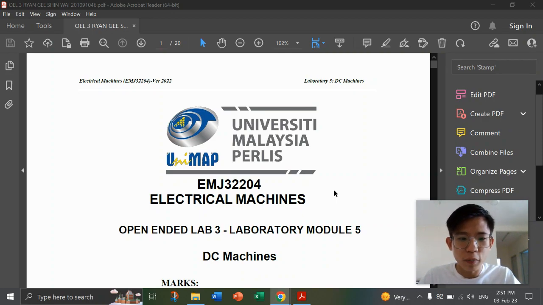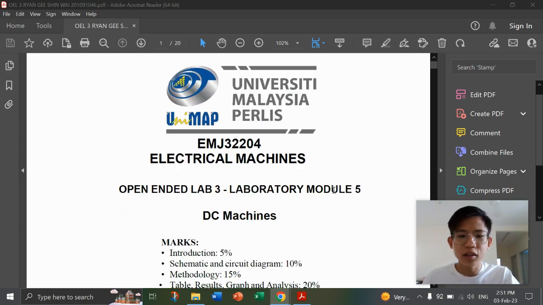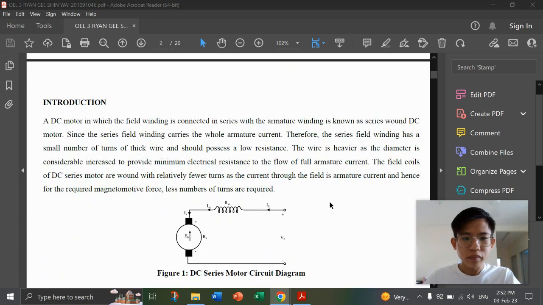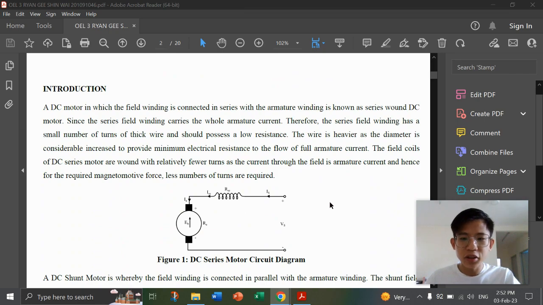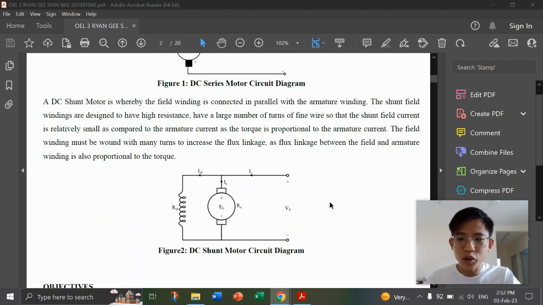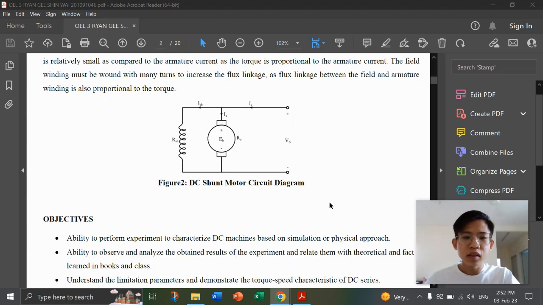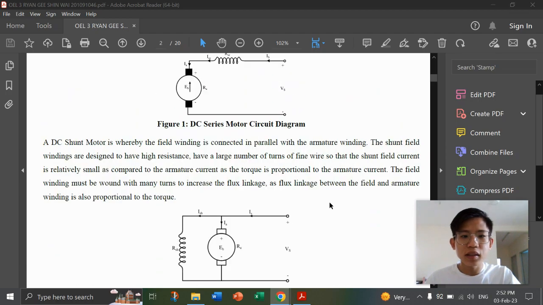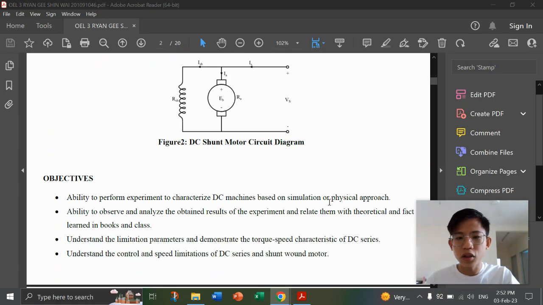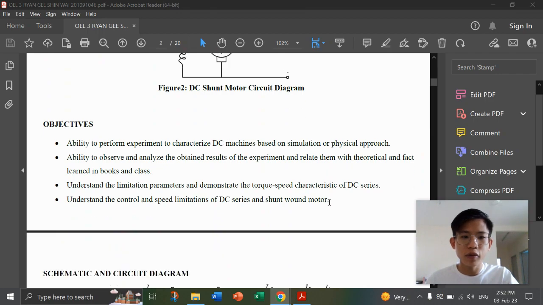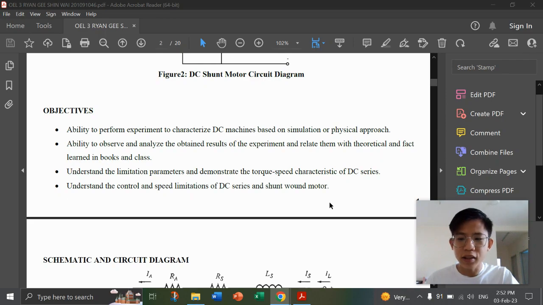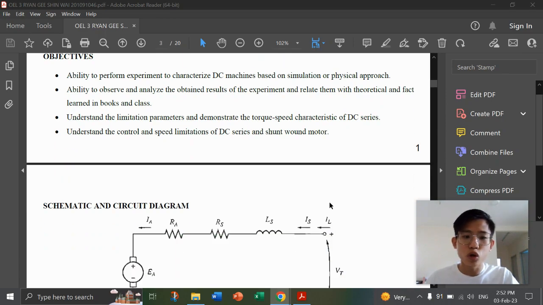Today I would like to present my open-ended laboratory 3, which is about the DC machine. We will be touching on the DC series motor, the DC shunt motor, which is self-excited, and the separately excited DC machine. The difference between the DC series and the DC shunt, we will look into the characteristics. The objective is to perform the experiment to characterize the DC machine, analyze and observe the results, and understand parameters such as the magnetization curve, as well as how to control the speed.